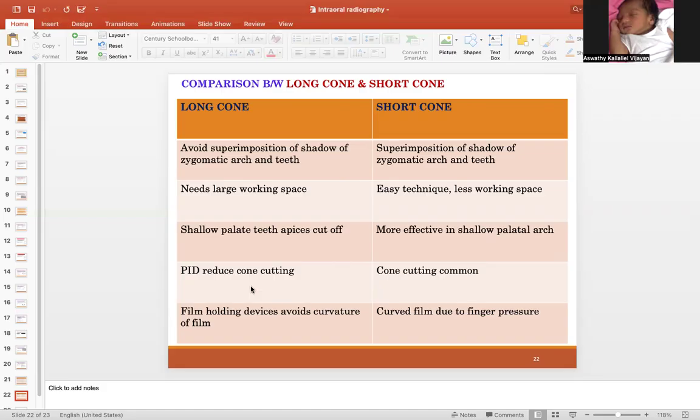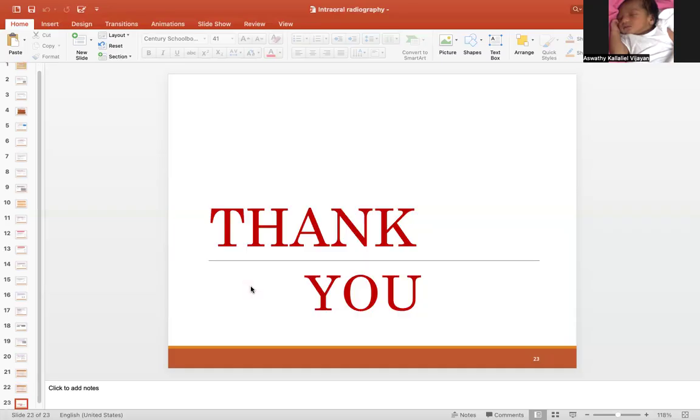In long cone technique, there is a PID to reduce the cone cut, but in short cone technique, cone cut is always a faulty radiograph. In long cone technique, the film holding devices avoid curvature of the film, whereas in short cone technique, there will be chances of film curving due to the finger pressure.